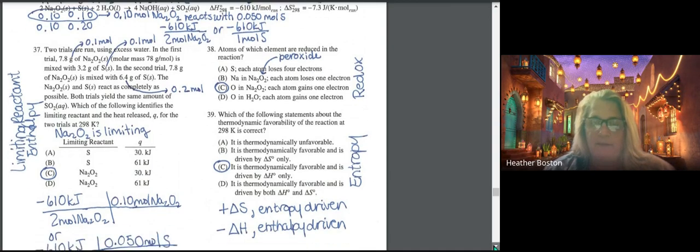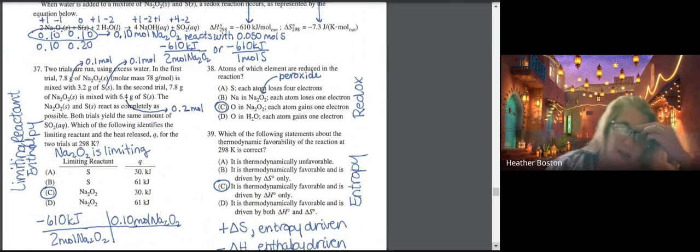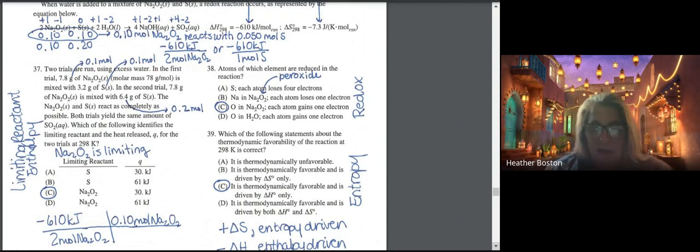Correct answer C. If we look up at the values for enthalpy and entropy, remember, increasing entropy is favorable. So a negative entropy is not favorable. So you can assume that this is enthalpy driven because it is exothermic. Exothermic is favorable.